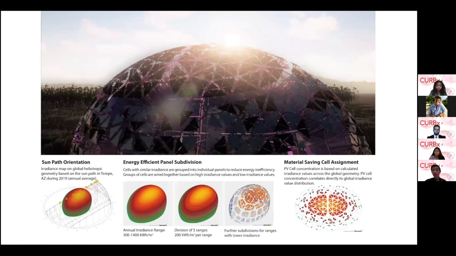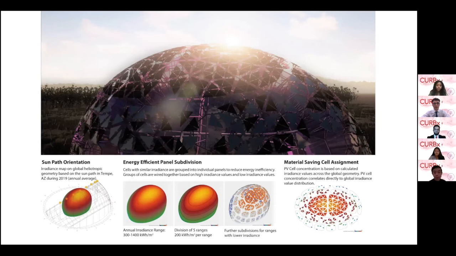The way that we use simulation and computation is to develop an algorithmic workflow that takes in site-specific sun path data to subdivide a given geometry into a highly efficient photovoltaic cell assembly based on their solar irradiance value. So solar panels have this minimum efficiency theorem, where basically cells have to be grouped with similar irradiance values to be the most efficient, because the panel is only as efficient as its least efficient cells.